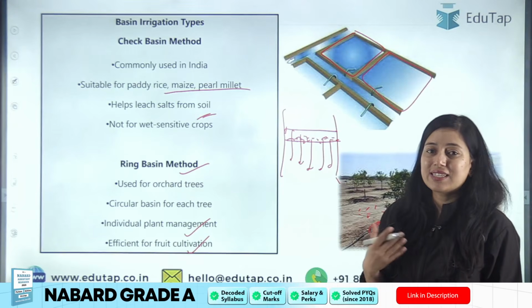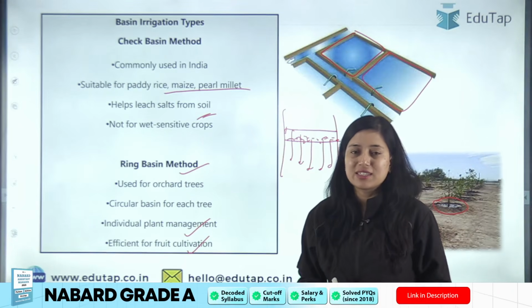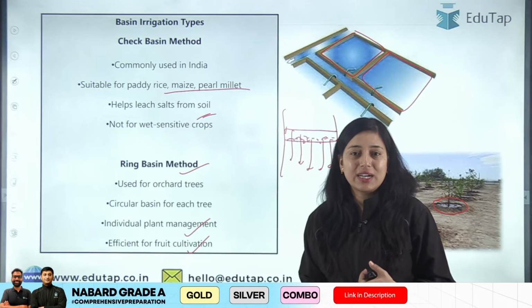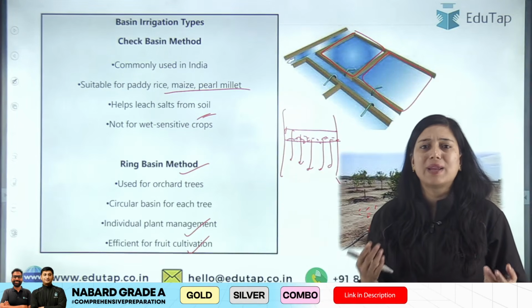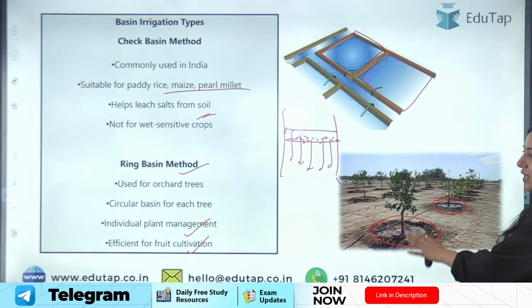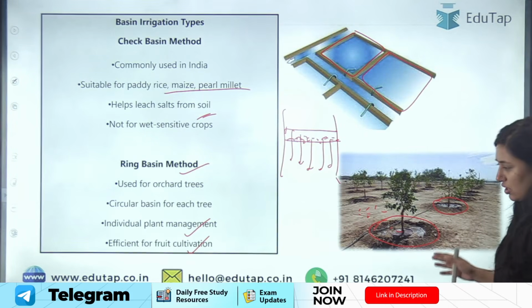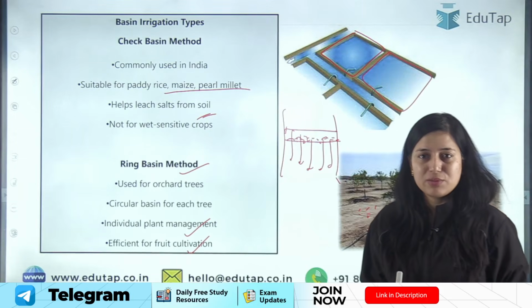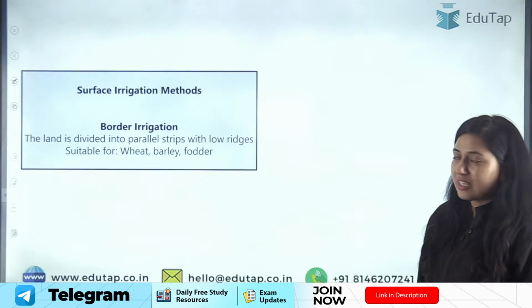Now students, in your examination, questions have been asked about ring basin structure, and you have to know that this is effective for fruit cultivation, for your horticulture crop, or for your plantation crop. Anyway, if it is asked, you can know that it is talking about ring basin structure, okay. So I hope now basin irrigation method is clear to you, right?